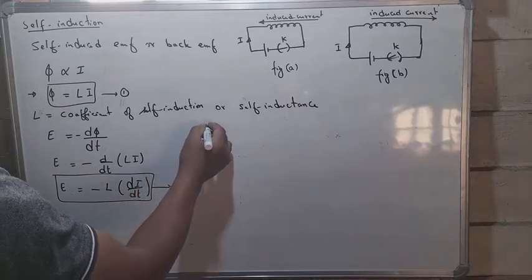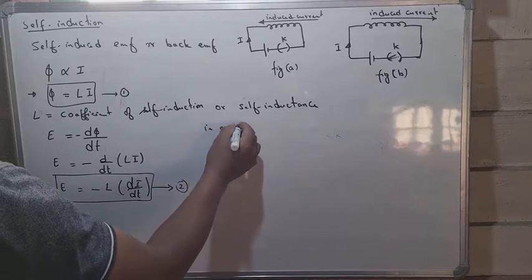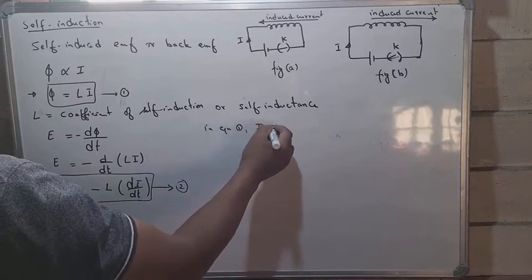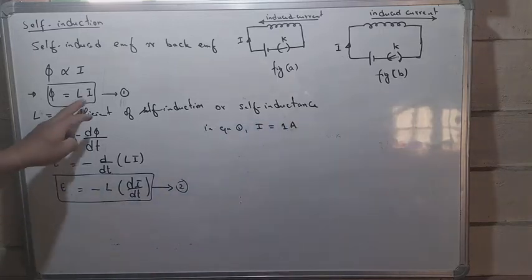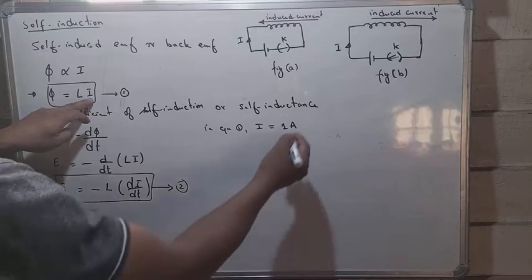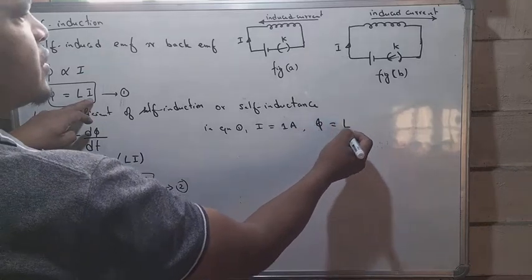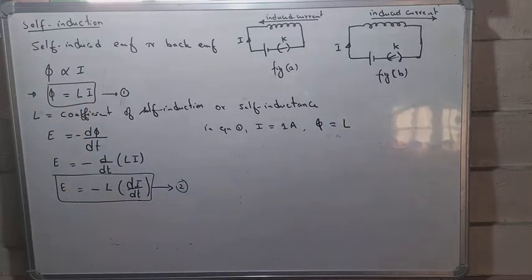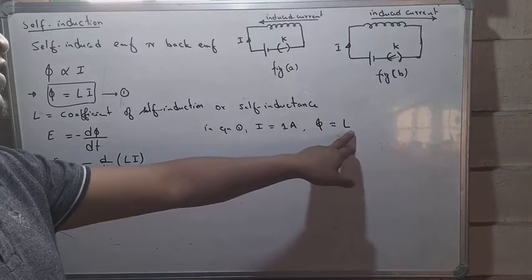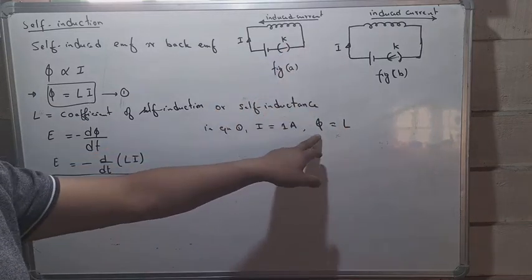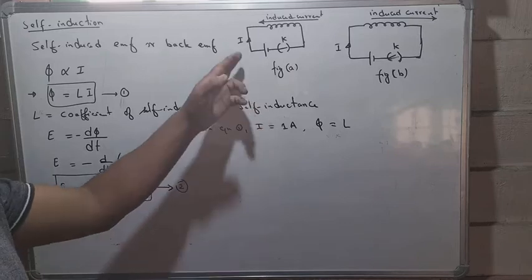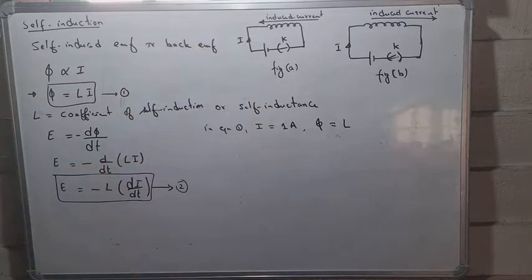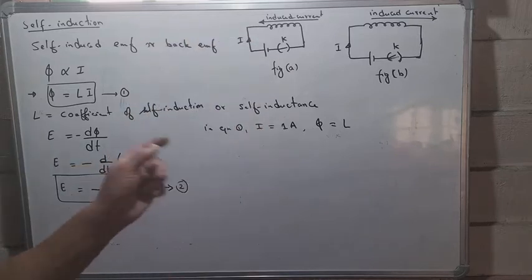In equation 1, if the current is equal to 1 unit, or 1 ampere, then phi is equal to how much? Phi is equal to L. So this means that the self-inductance of a coil is numerically equal to the magnetic flux linking with the coil when a current of 1 ampere is passing through the coil. So that is one definition.